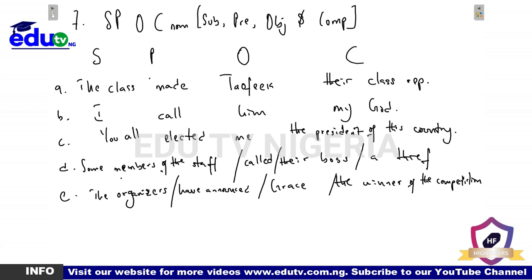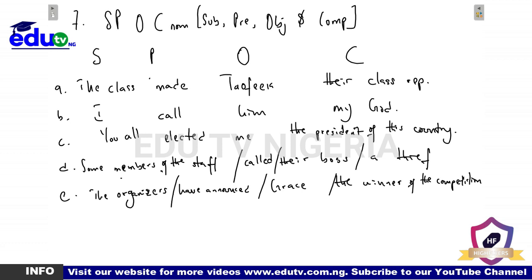Intensive. We have some members of the staff, subject of the fourth sentence, called predicator, their boss your object, and then a thief, that is the complement. Intensive also. And then we have the last one, the organizers, that's the subject of the fifth sentence, have announced predicator, Grace object, the winner of the competition, that's your complement. Intensive. Do you get it? Yeah. So now, what are the things you should note here?